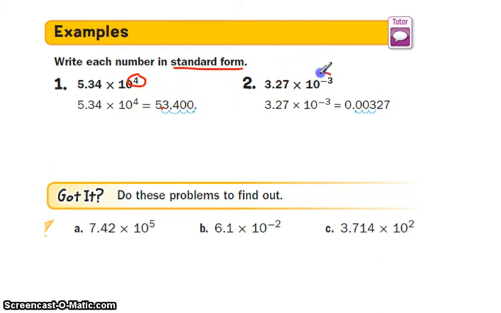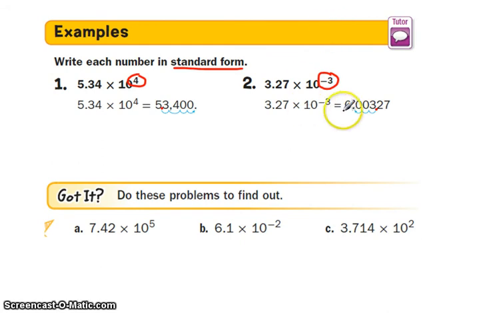Our exponent here is negative 3. Now since it's negative, we're going to move it to the left 3. So our decimal point was here. We're going to move it 3 places. 1, 2, 3. And there's our new place for the decimal point.